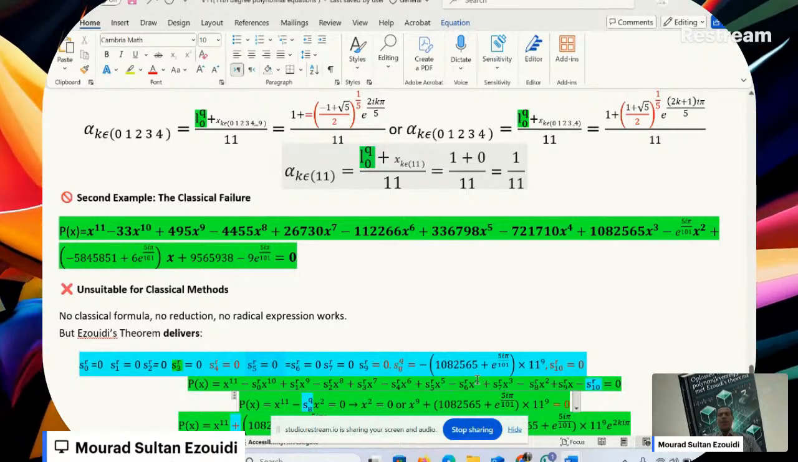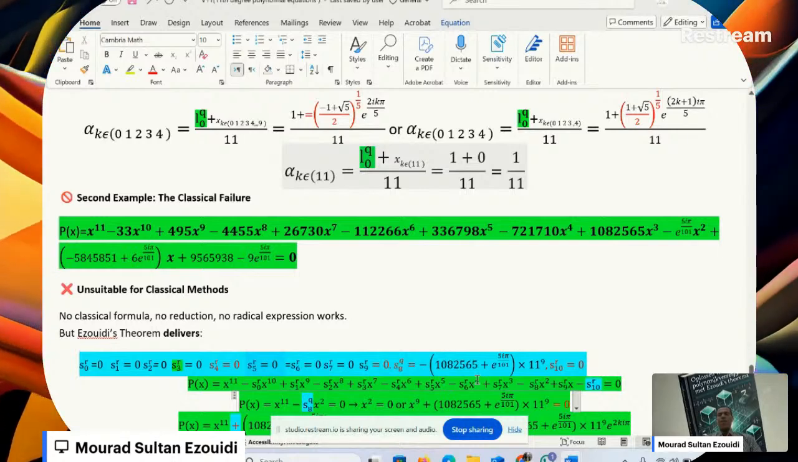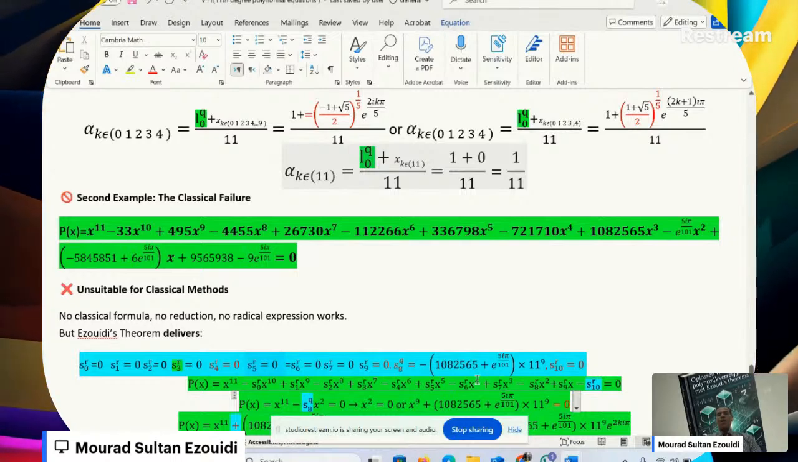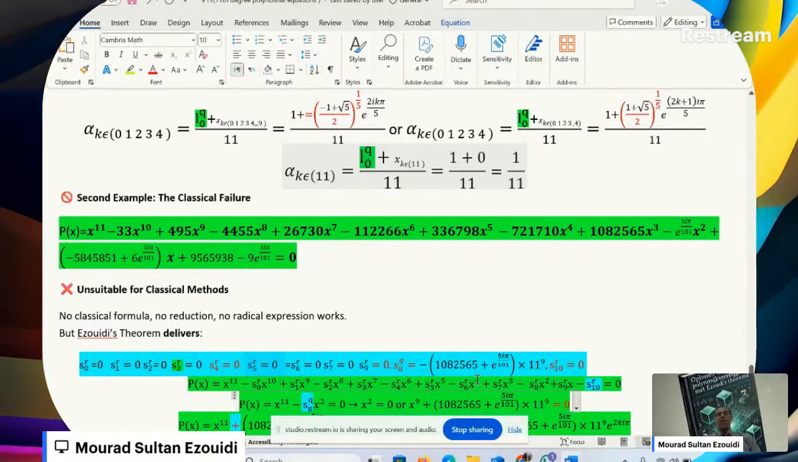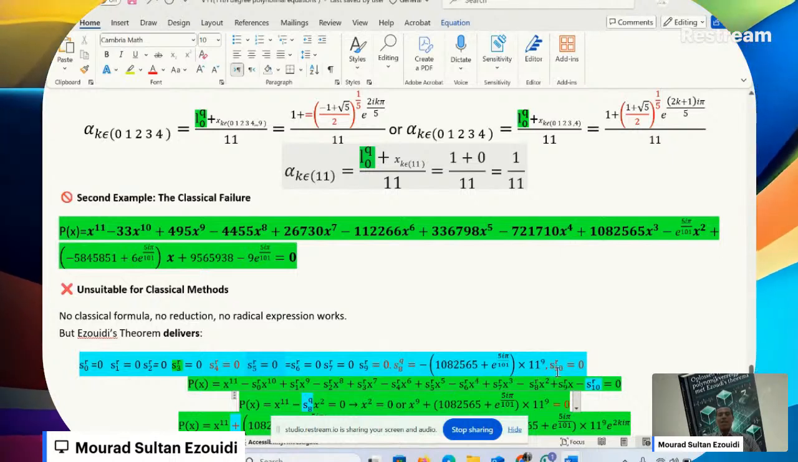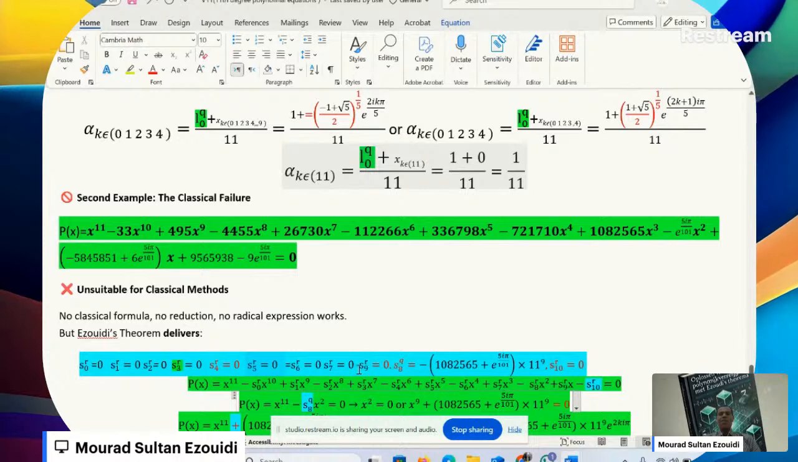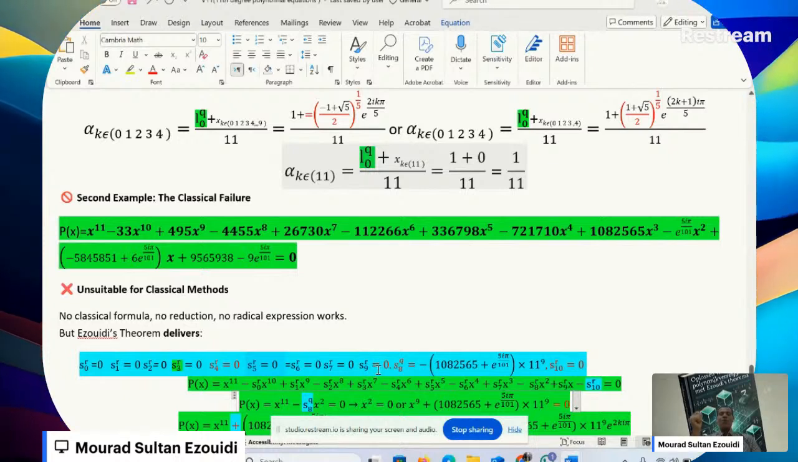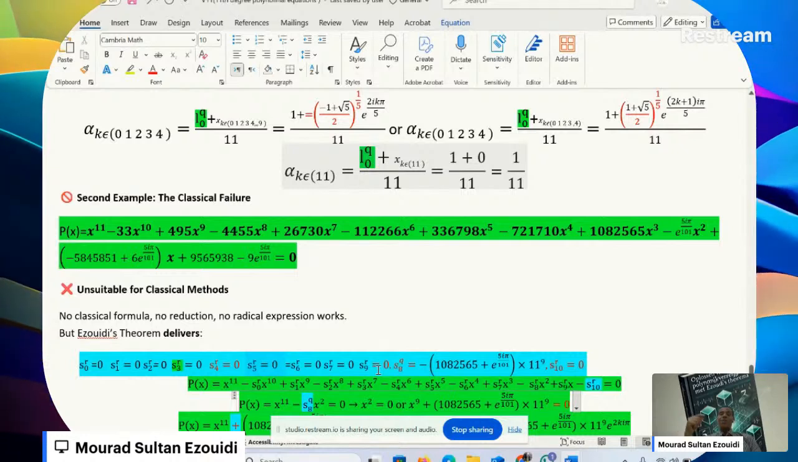1,082,565 plus exponential 5I pi divided by 101, all times 11 raised to the power 9. And S10 is going to be equal to 0. We can see that S10 is equal to 0 and S9 is equal to 0, meaning the last two coefficients of our new degree 11 equation are 0. It means you will get a double root.